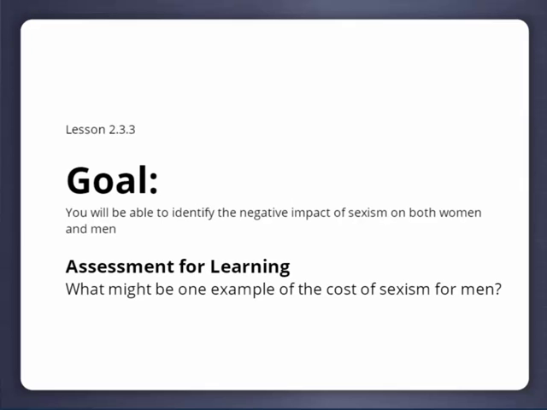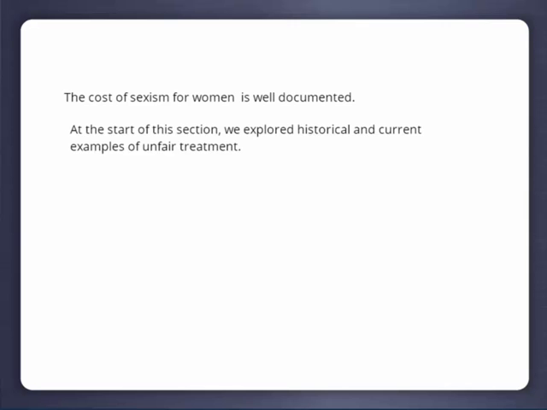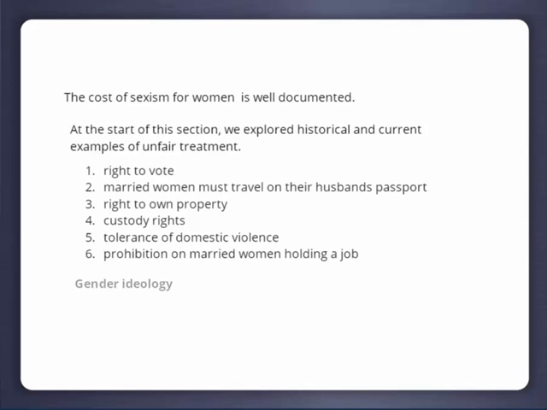What might be one example of the cost of sexism for men? The cost of sexism for women is well documented. At the start of this section, we explored historical and current examples of unfair treatment, such as the right to vote, married women having to travel on their husband's passport, the right to own property, custody rights, tolerance of domestic violence, and prohibition on married women holding a job, to name a few.